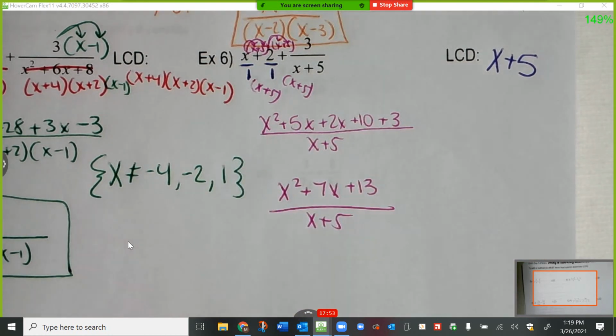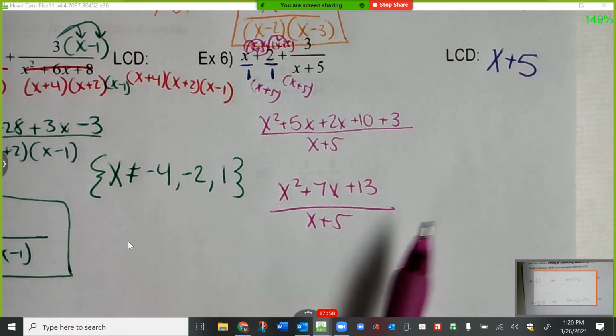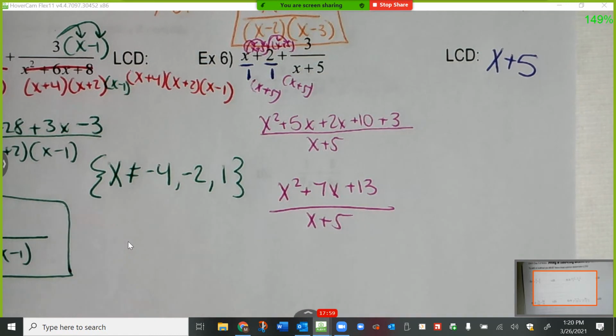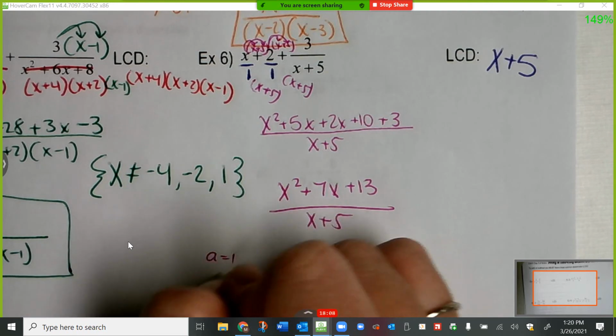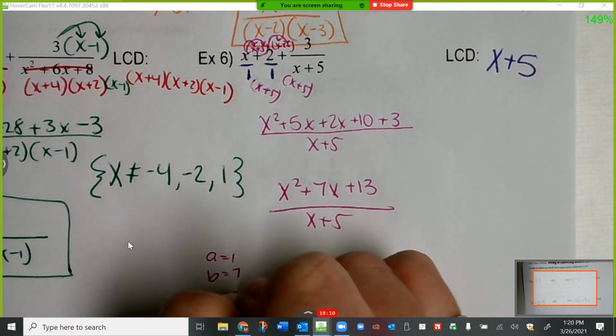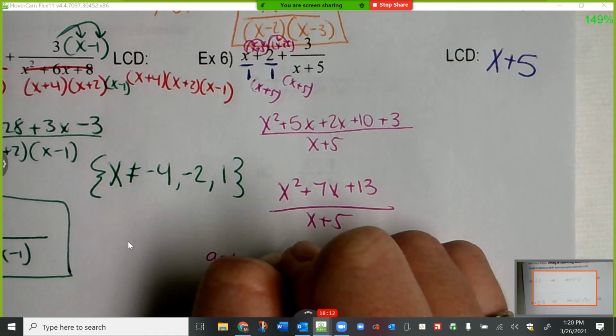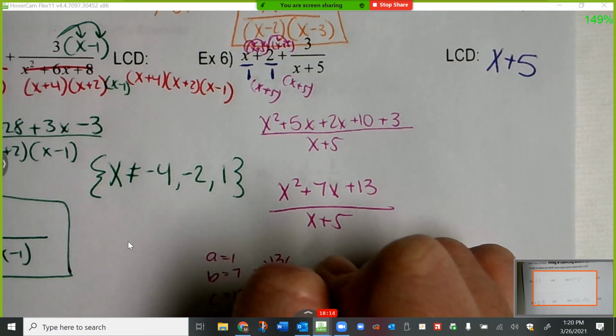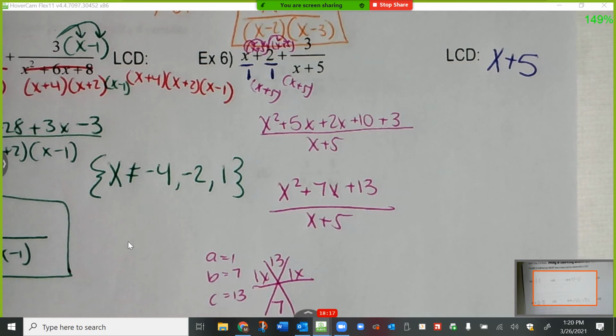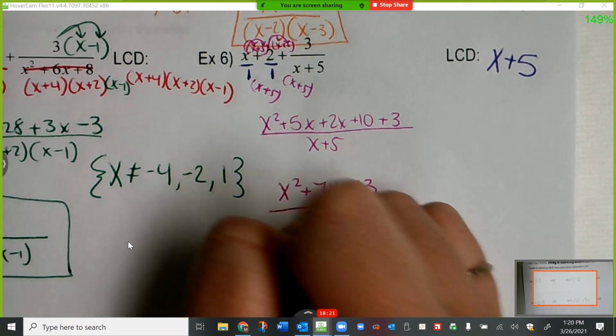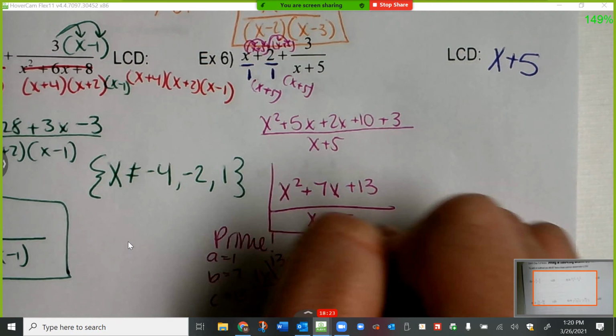Now, this could simplify. A quick check. Does 5 go into 13? No. So if we factor it, there's not going to be an x plus 5 on top, so you can't simplify it anyway. But even if you try to factor it, you end up getting 13 on top, 7 on bottom. Y'all, is there anything that multiplies to give you 13 but adds to give you 7? No. And it's because it's prime. So this is your answer.